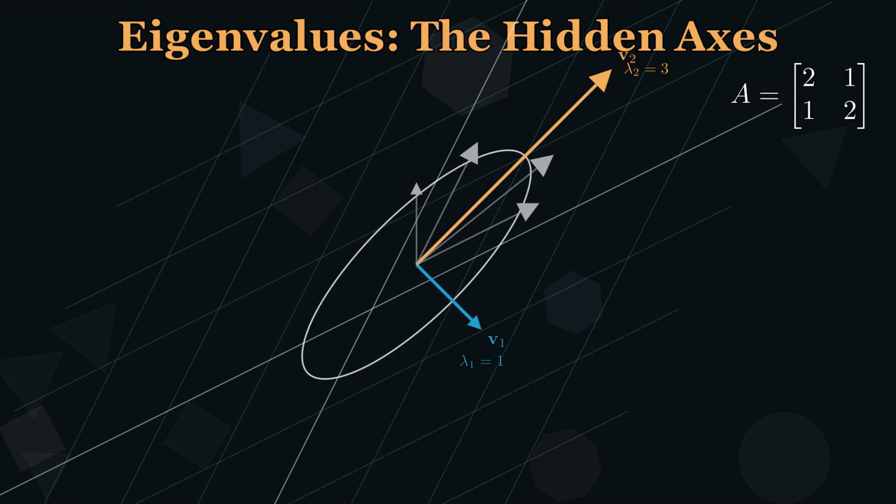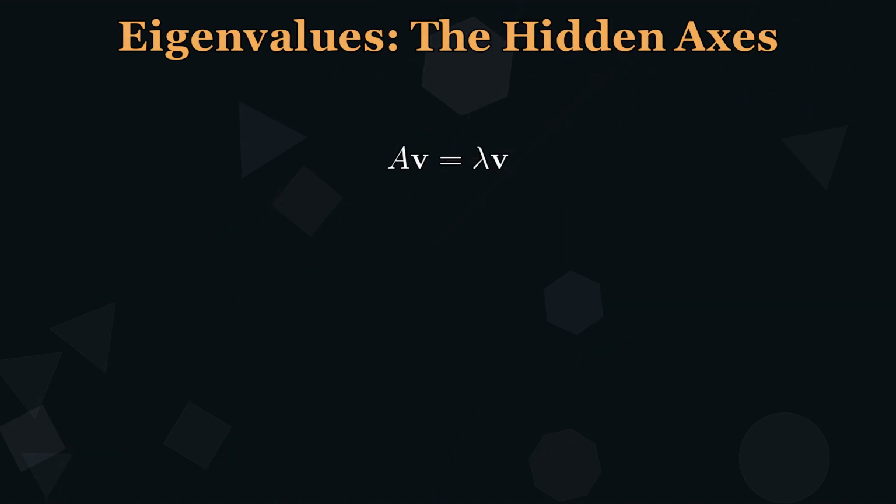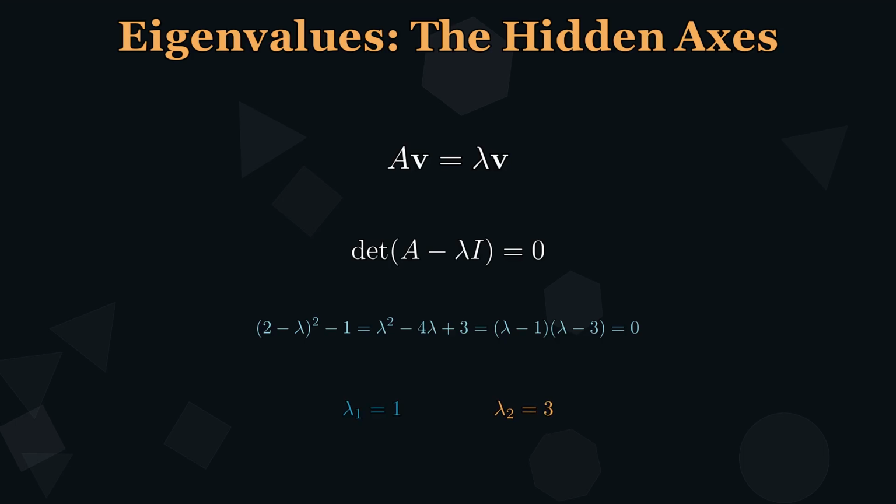The equation that defines eigenvectors is beautifully simple. A times v equals lambda times v. The matrix just scales the vector. To find eigenvalues, we solve the characteristic equation. Determinant of A minus lambda I equals 0. For our matrix, this gives lambda squared minus 4 lambda plus 3, which factors as lambda minus 1 times lambda minus 3 equals 0. Lambda 1 is 1. Lambda 2 is 3.